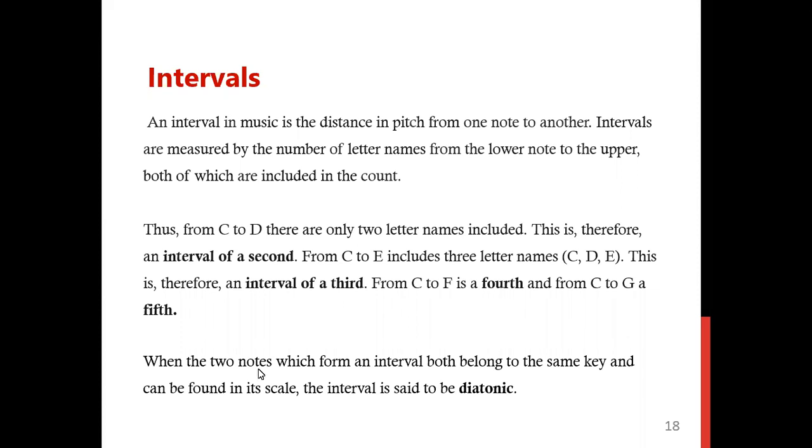So now, when the two notes which form an interval both belong to the same key and can be found in its scale, the interval is said to be diatonic. So we can have a diatonic interval. A diatonic interval consists of two notes of the same key, and they are found in the same scale. With that, you have a diatonic interval between those two notes. All right. Okay, let's move on.